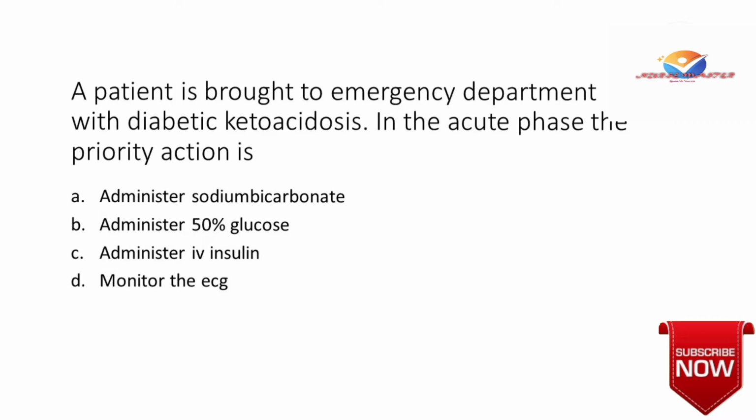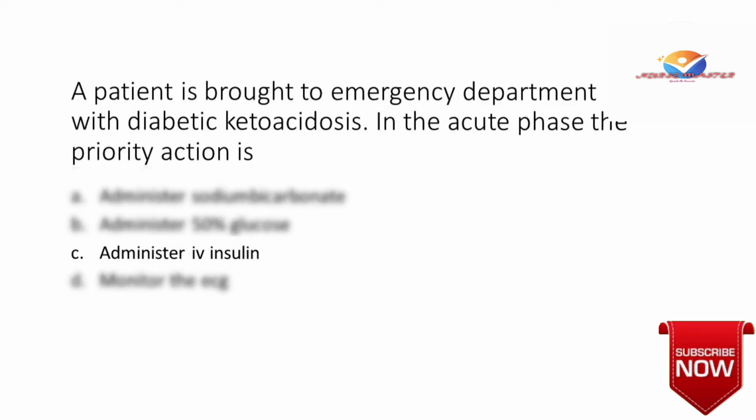A patient is brought to emergency department with diabetic ketoacidosis. In the acute phase, priority action is option A, administer sodium bicarbonate. Option B, administer 50% glucose. Option C, administer IV insulin. Option D, monitor ECG. The correct answer is option C, administer IV insulin.